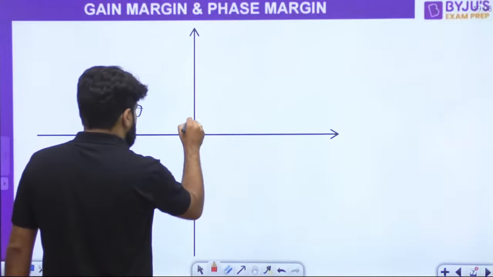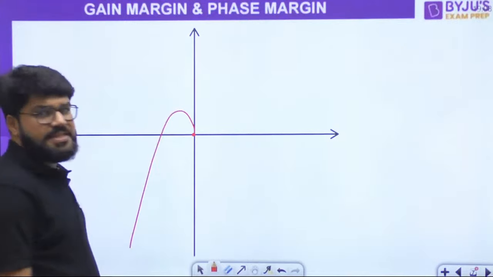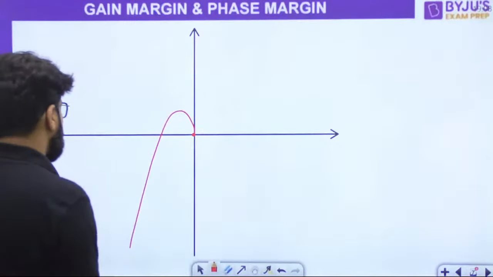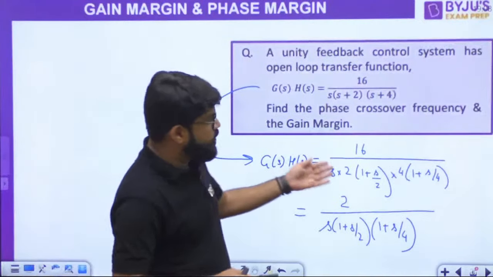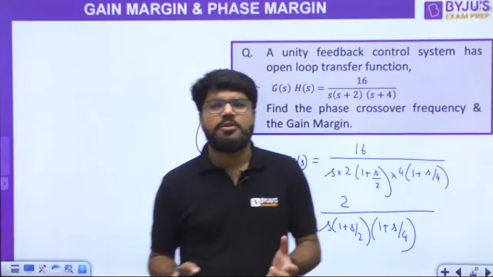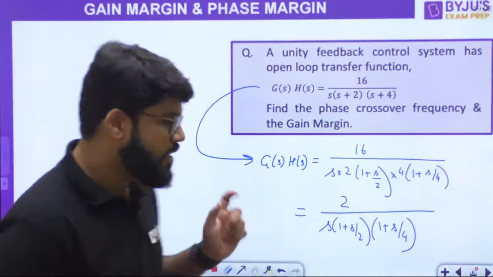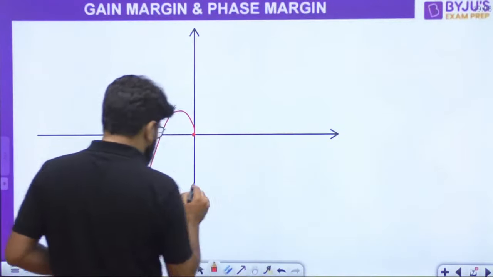So the polar plot for this one, 1 upon S, 1 plus ST1, 1 plus ST2 form. This is one of the very important cases in Nyquist plots, polar plots, Bode plots, and also in gain margin, phase margin. So that is why we are first starting with this case. Now what is the phase crossover frequency, guys?